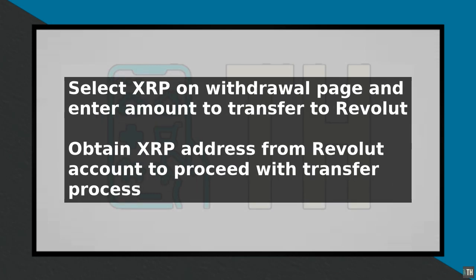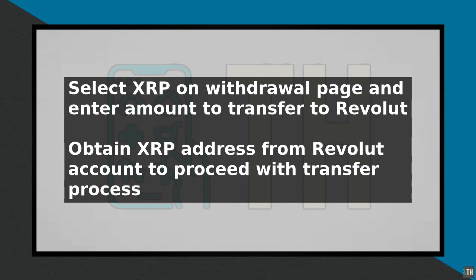To find your XRP address on Revolut, log into your Revolut account and navigate to the cryptocurrency section. Select XRP and click on the Receive button to display your XRP address. You can copy this address to use in the Crypto.com withdrawal process. Return to Crypto.com and paste the XRP address from Revolut into the recipient address field.